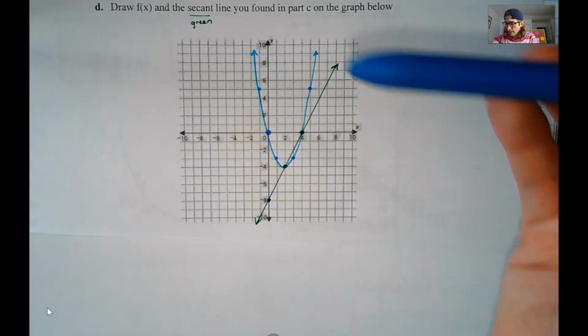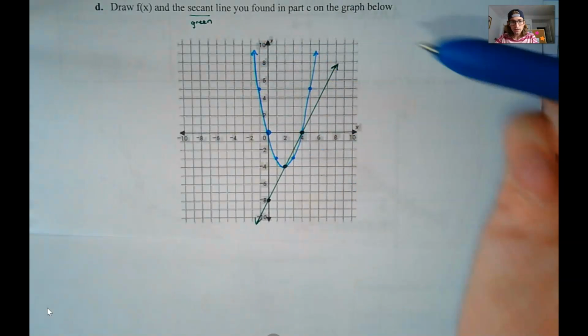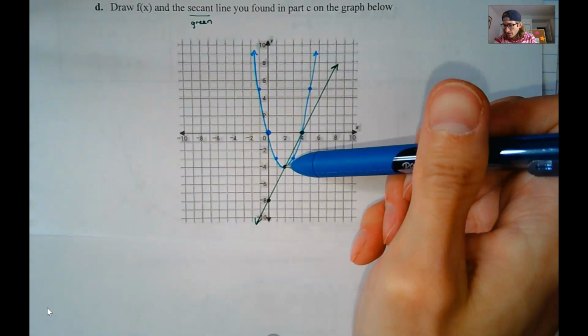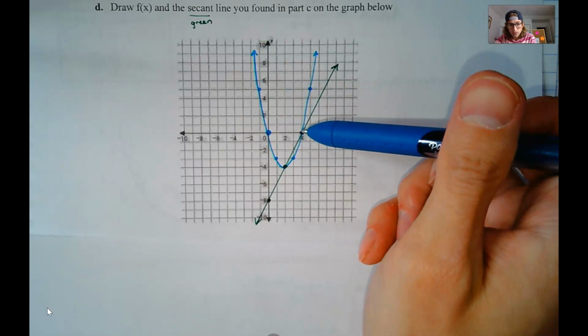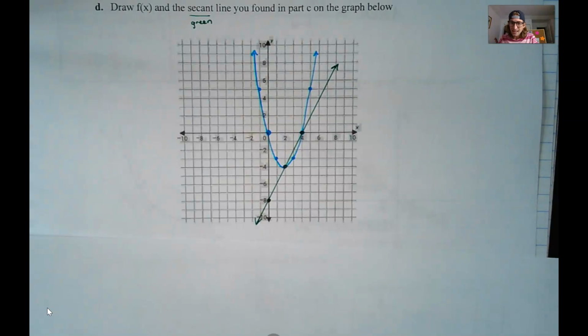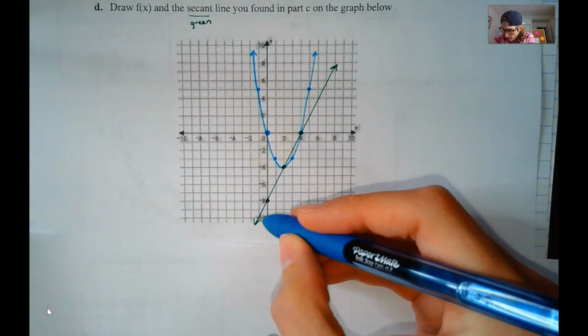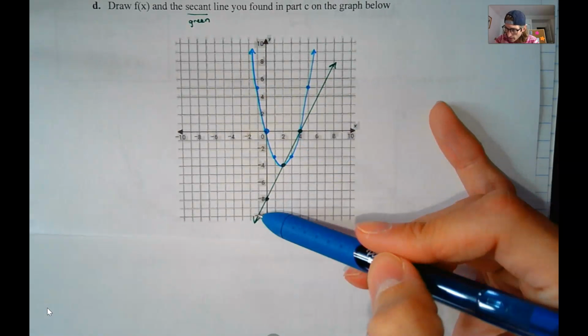So you can see our function x squared minus 4x. You find its vertex would be at 2, negative 4. You find its x-intercepts at 0 and 4. The y-intercept is also at 0. It's a parabola. The secant line that we found for part C was going through the points 2, negative 4, and 4, 0. So I drew those 2 points there. I drew my straight line with a ruler that time, and we can see the line that goes through it.